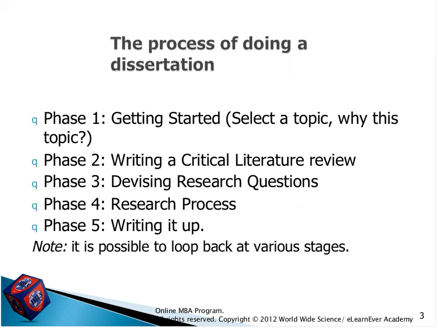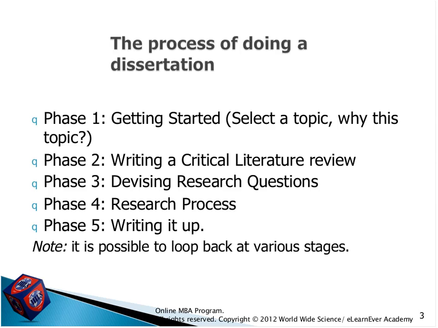These are the contents of a research proposal. The process of doing a dissertation: Phase 1, getting started, select a topic, write this topic. Phase 2, writing a critical literature review. Phase 3, devising research questions. Phase 4, research process. Phase 5, writing it up. It is possible to look back at various stages. So this is a sample of the process of doing a dissertation.